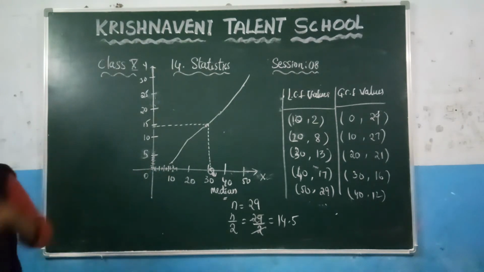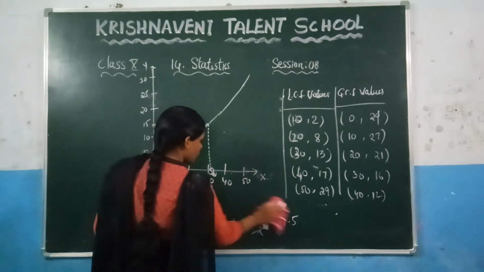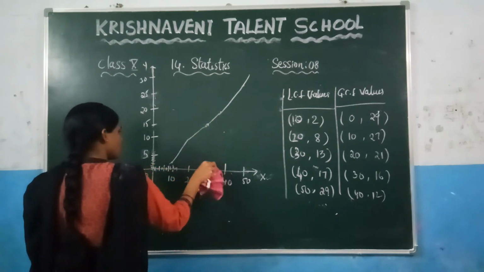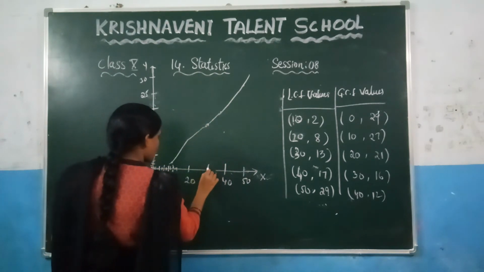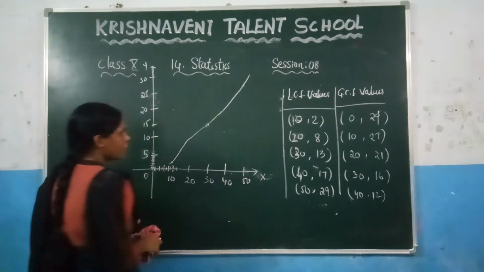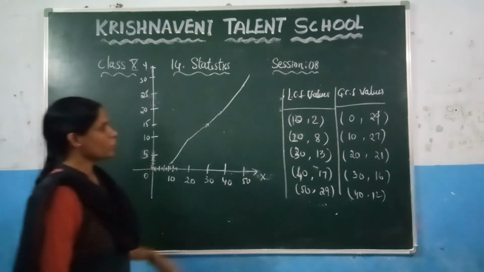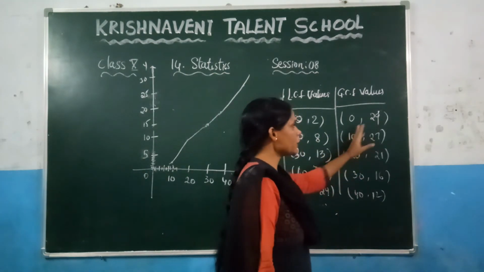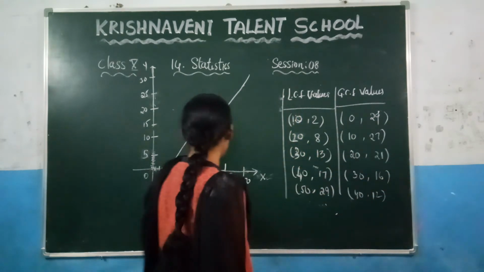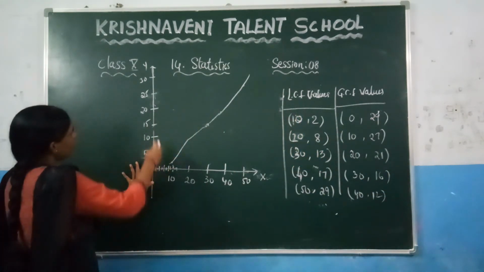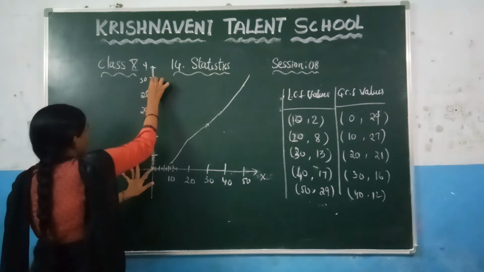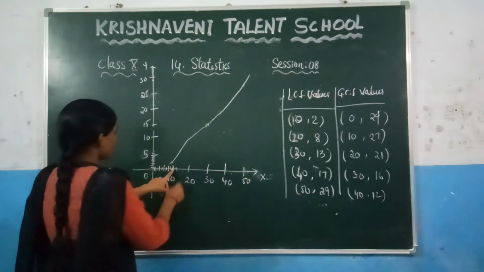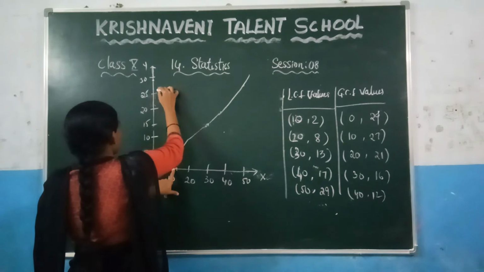Now here let us check for the greater cumulative frequency curve. I am drawing in the same graph. So here for the greater cumulative frequency curve, you need to take lower limits on the x-axis and the greater cumulative frequencies on the y-axis. Here 0 and 29. 0 here is there and 29 it should be somewhere here, right? This is 29. And after that next one 10 and 27. Here 10 is there, 27 it should be here somewhere.